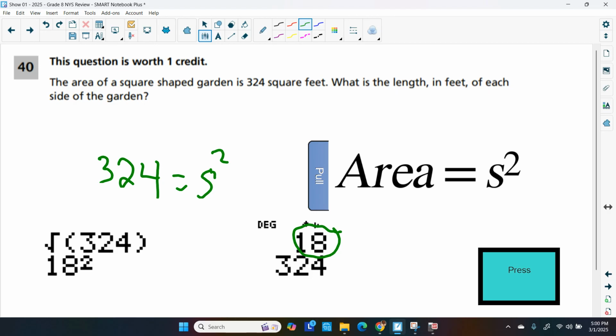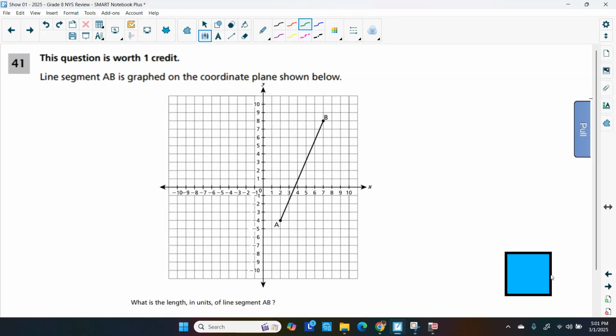18 feet is the answer. So 18 feet. That was nice, not bad. 1 point. All right, here's another 1 point.